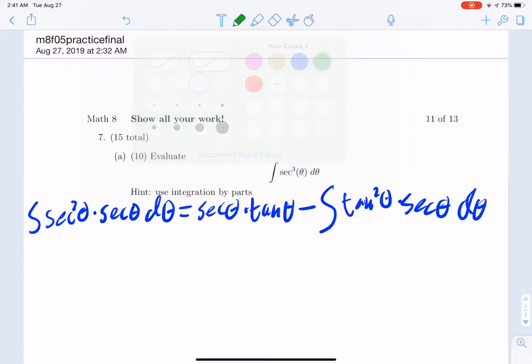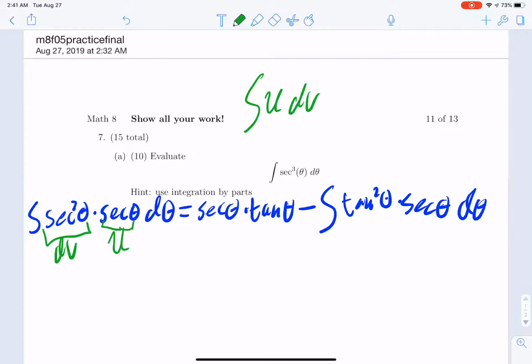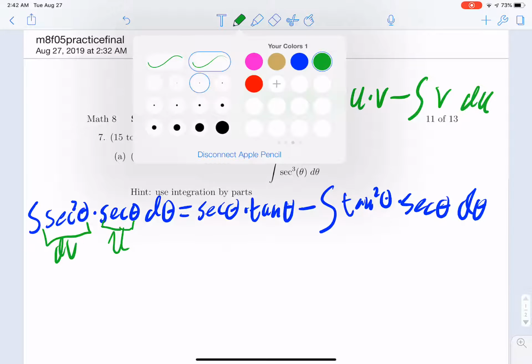We basically just said that the secant squared theta is going to be dv, the secant theta is going to be u. This is the general integration by parts formula, that the integral of u dv is equal to u times v minus the integral of v du. We just use that formula. So u is secant, v is the antiderivative of secant squared, which is tangent, minus the integral of v, which is tangent, times the derivative of secant, which is secant tangent. That's why I get tan squared times secant theta. Okay, so that gets us through the integration by parts.